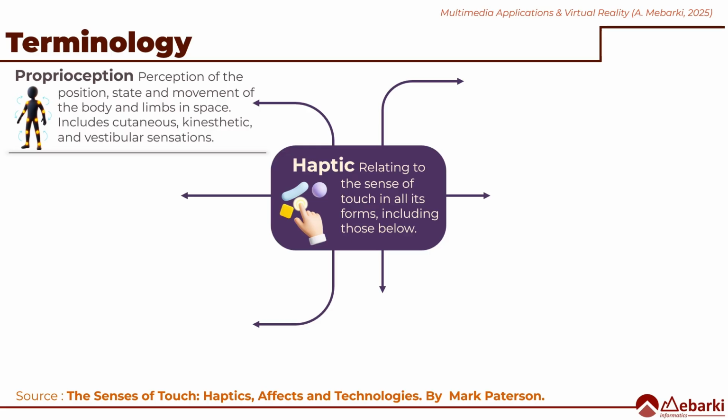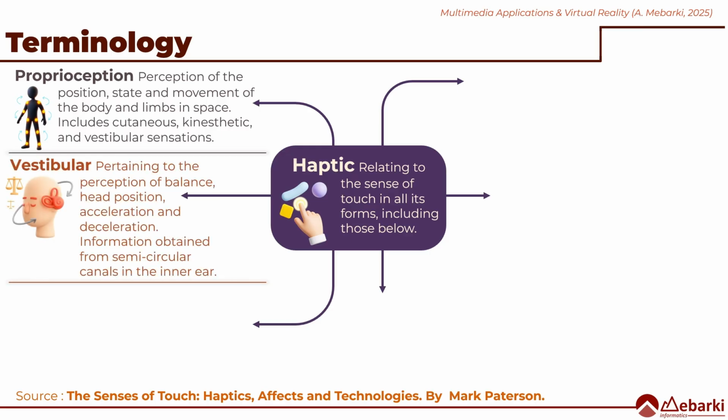Closely related is the vestibular sense, which governs balance, head orientation, and sensations of acceleration or deceleration. Although VR systems cannot directly stimulate the inner ear, they can induce vestibular illusions through visual motion, synchronized movement, or motion platforms, contributing to immersion, or, if misaligned, to discomfort.